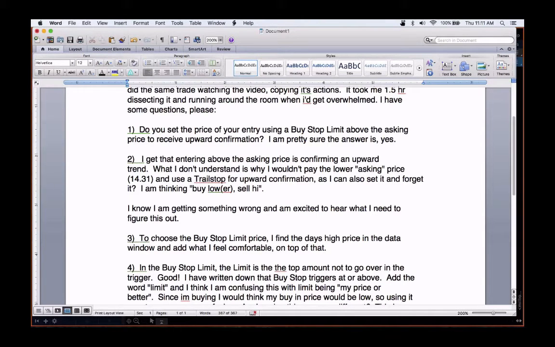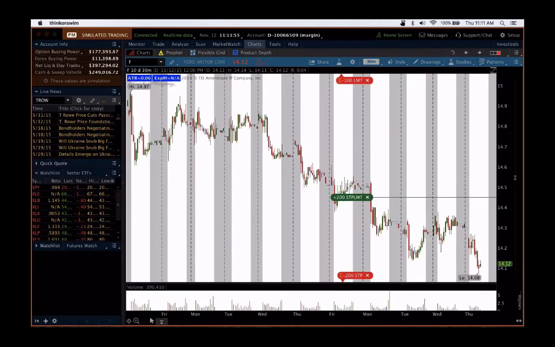So entering above the asking price is confirming an upward trend. What you don't understand is why I wouldn't pay the lower asking price at 14.31 and use a trail stop for an upward confirmation, so you can get in and also set it and forget it. I think you want to buy low, and this is actually kind of a general consumer mindset. This is the exact same thing I struggled with early in directional trading, is the idea of, well, okay, let me drop it back out to the daily time frame.